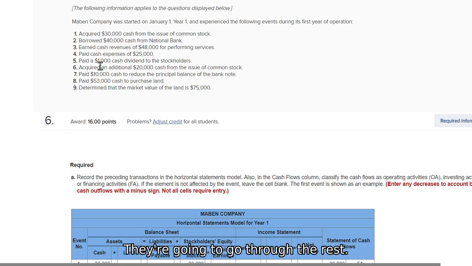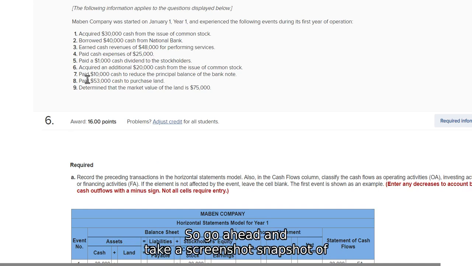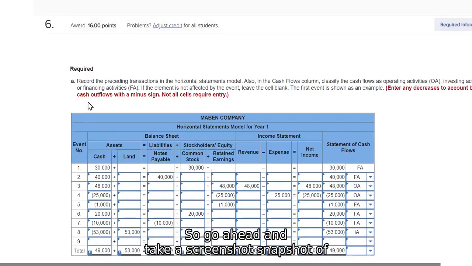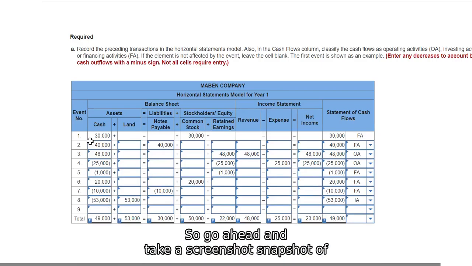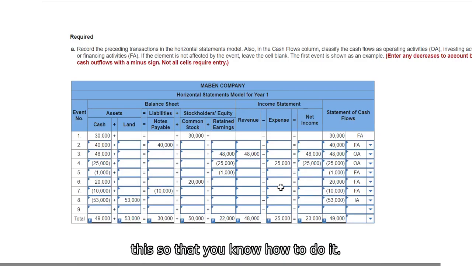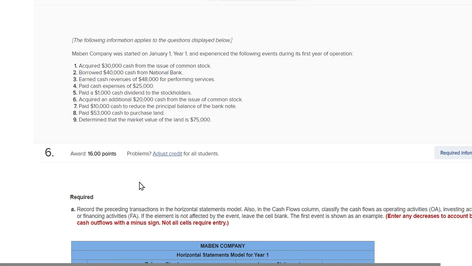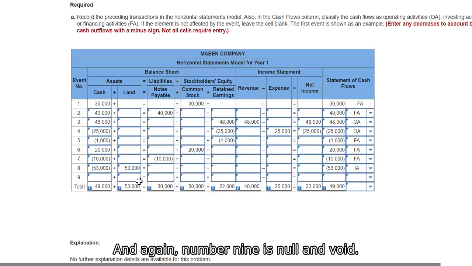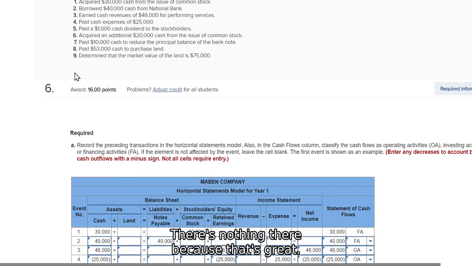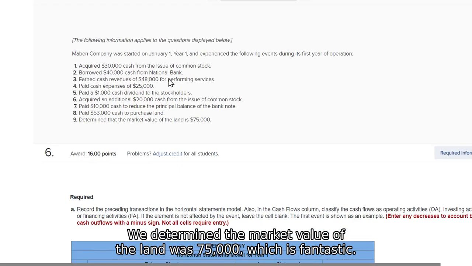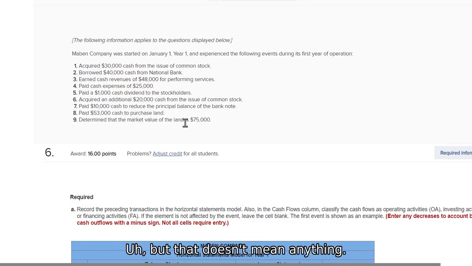Okay, they're going to go through the rest. So go ahead and take a screenshot, snapshot of this so that you know how to do it. And again, number 9 is null and void. There's nothing there. We determined the market value of the land was $75,000, which is fantastic, but it doesn't mean anything.